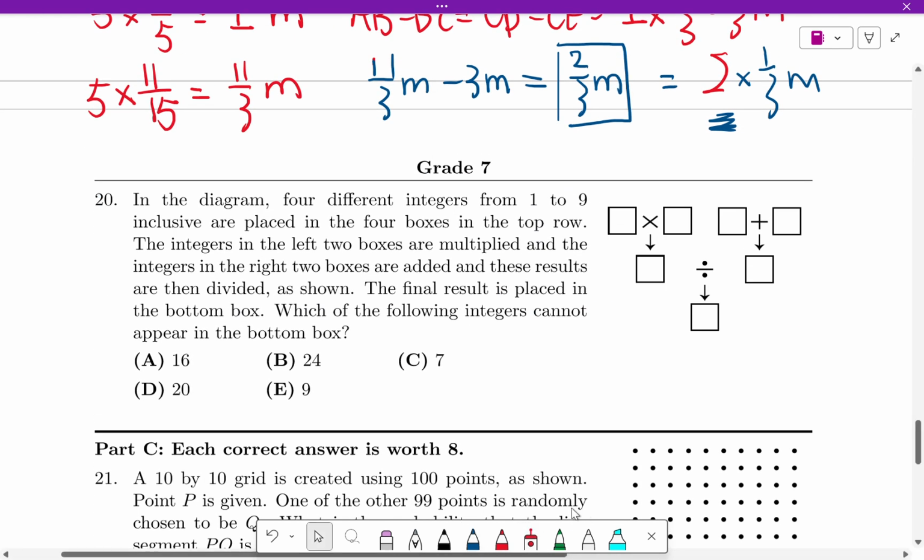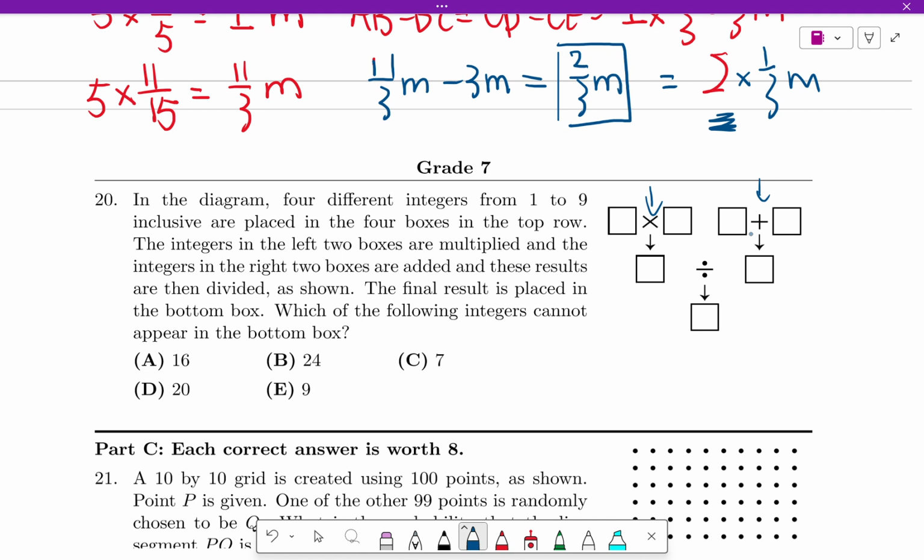Last one, question 20. In the diagram, 4 different integers from 1 to 9 inclusively are placed in the 4 boxes in the top row. The integers in the left 2 boxes are multiplied, and the integers in the right 2 boxes are added, as shown. The final result is placed in the bottom box. Which of the following integers cannot appear in the bottom box?